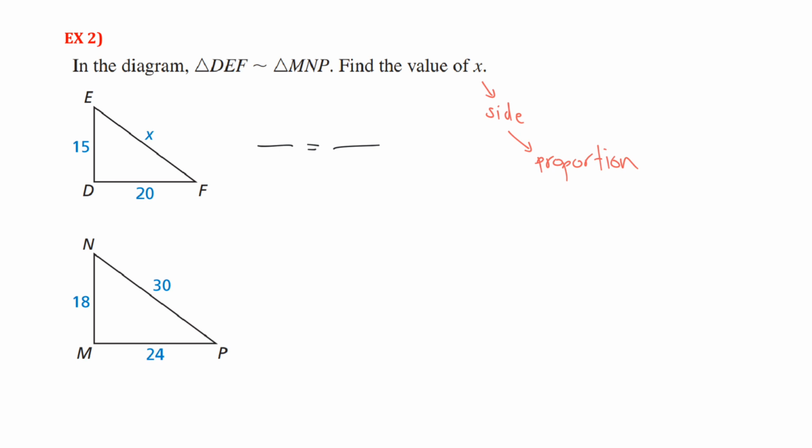Now, what we put into those two fractions kind of depends. One of the values that we need to include, of course, is the side that contains x. So we definitely have to use side EF. And now I need to find the matching or corresponding side to EF. Side EF in the name is the last two letters here. So I need to use the last two letters in the other triangle as well. Side EF corresponds to side NP.